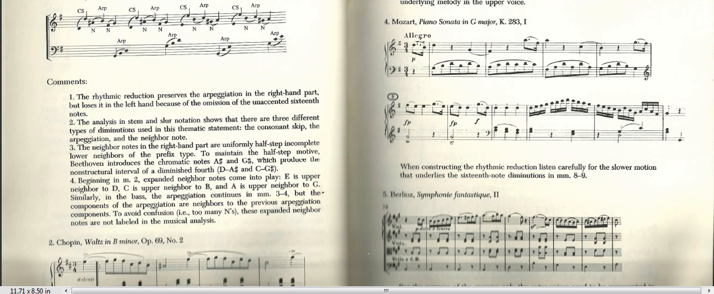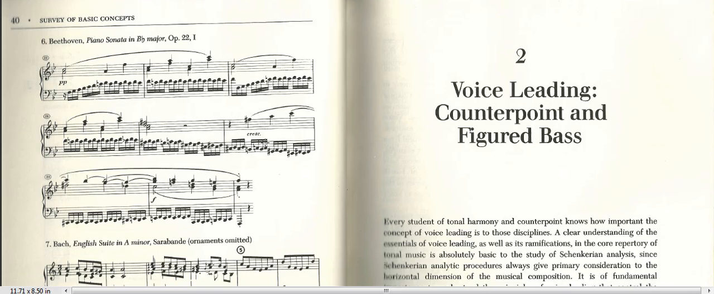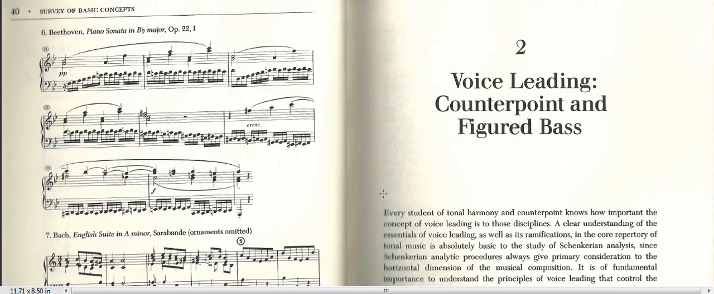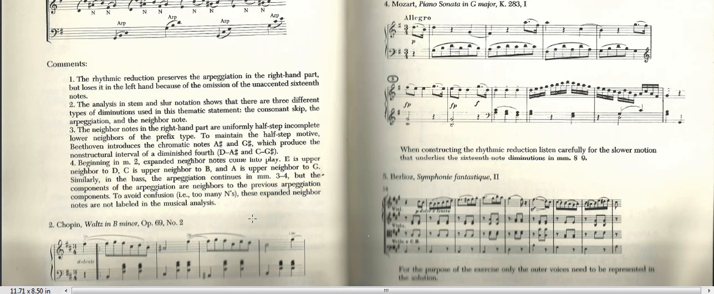So this Mozart one is easy. We've got a lot of arpeggiation here, lots of passing notes you'll find there, some neighbor notes. The Chopin is a little bit hard to read because of the way it's been scanned. This Beethoven over here, over the page, again is very easy to analyze in terms of neighbor notes. You can see a lot of them there, a lot of passing notes, and some arpeggiations, and then you can reduce it using this stem and slur notation.